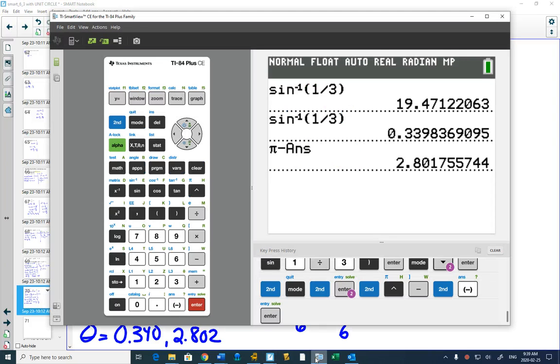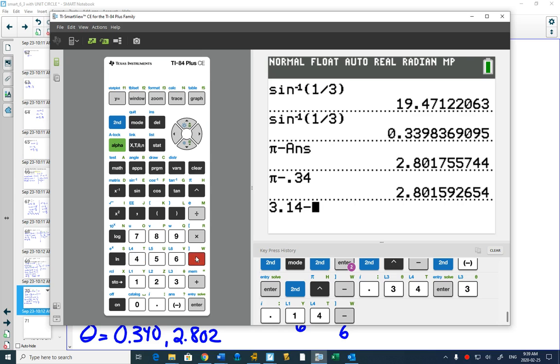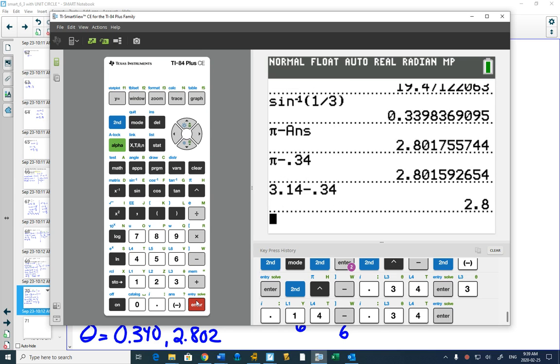If you rounded early on something, perhaps you did pi minus 0.34 instead of 0.3398. Oh, it would have still worked out, just barely. But if you had done 3.14 minus 0.34, you would have missed out on that third decimal place. If you round early and your final answer, the rounding is off, that is an E6 error for rounding.